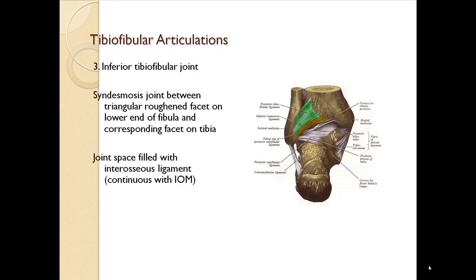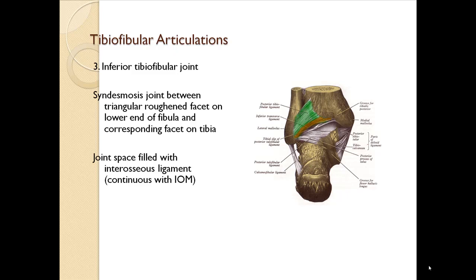Finally, let us consider the inferior tibiofibular joint. This joint is classified as a syndesmosis joint between the triangular roughened facet on the lower end of the fibula and a corresponding facet on the tibia.